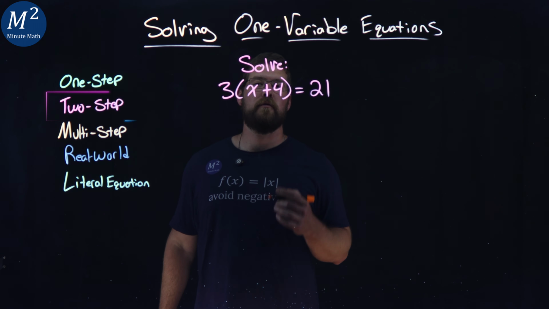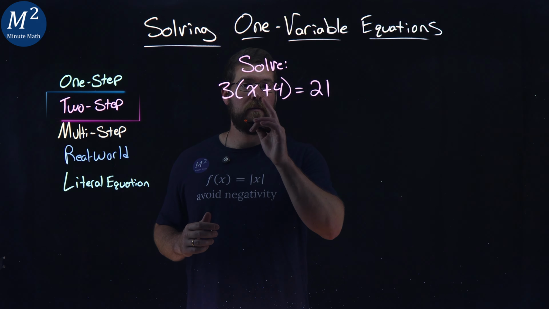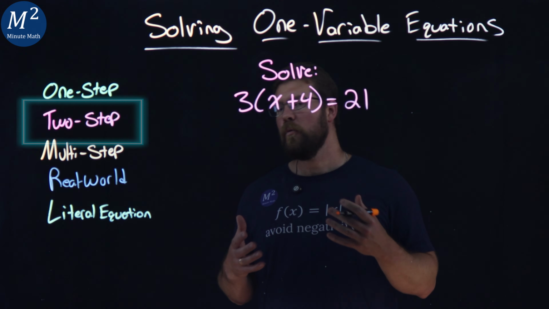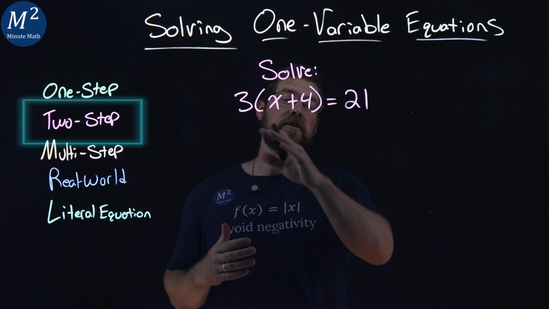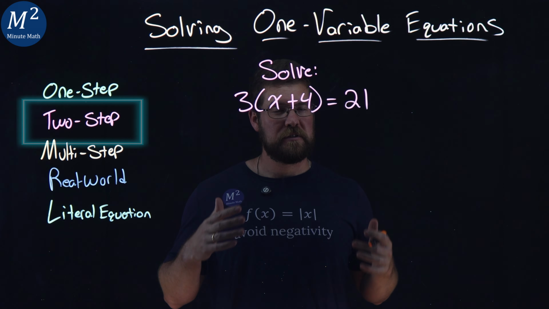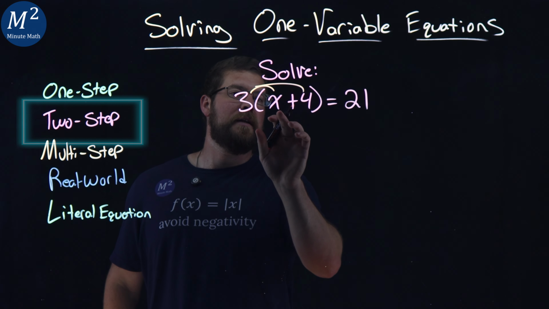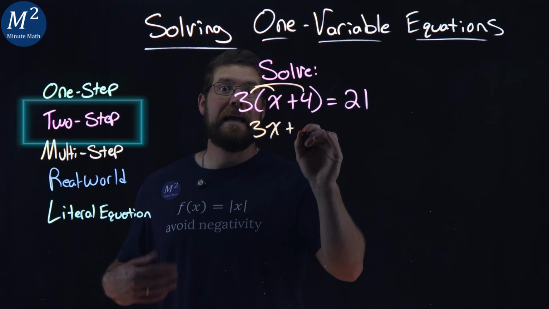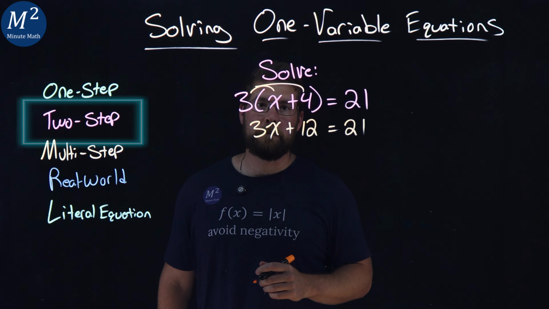Let's now solve this two-step equation. We have 3 times in parentheses x plus 4, that equals 21. Now there's a few ways to go about this. You could possibly divide by 3 to both sides first, or distribute the 3 to the parentheses first. I'm going to do that part first. So I'm going to distribute here 3 times the x, which is 3x, and 3 times a 4, which is a 12. And that equals a 21.